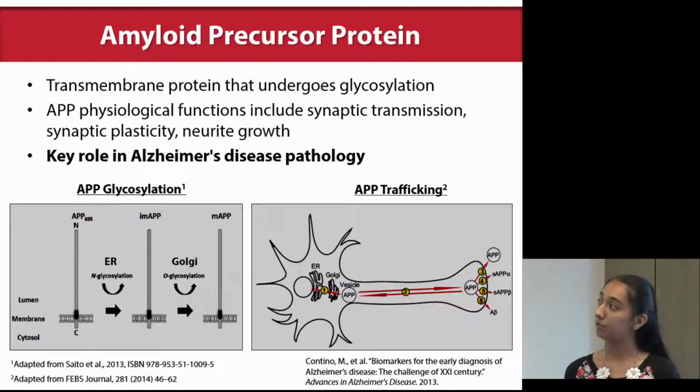And as you can see in the image on the right, APP trafficking, it's packaged within vesicles. After it gets O-glycosylated, it goes through axonal transport, and eventually it gets transported to the presynaptic terminal.